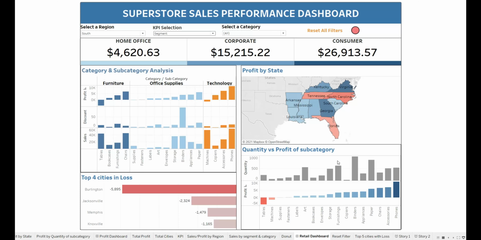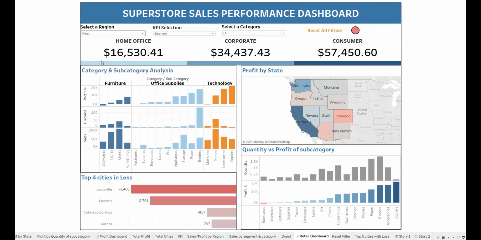Whereas we can also see here that for copiers the quantity is very less, but we are getting a little bit of profit. So if we check, copiers also has a little bit of discount, so we might increase the discount to improve the profit a little bit here, and I would best keep the same. Now moving towards the last region, which is the West region.